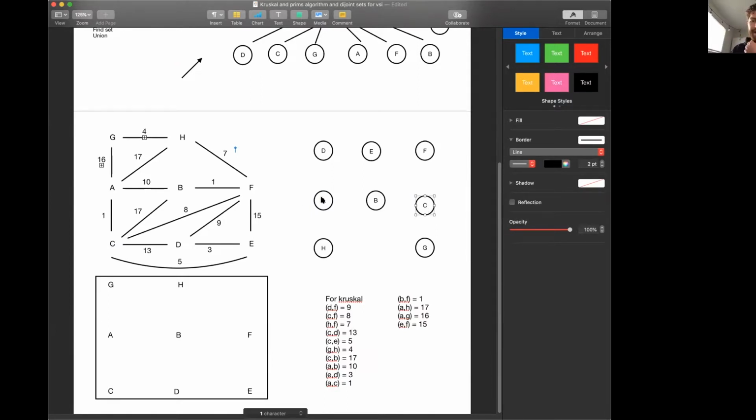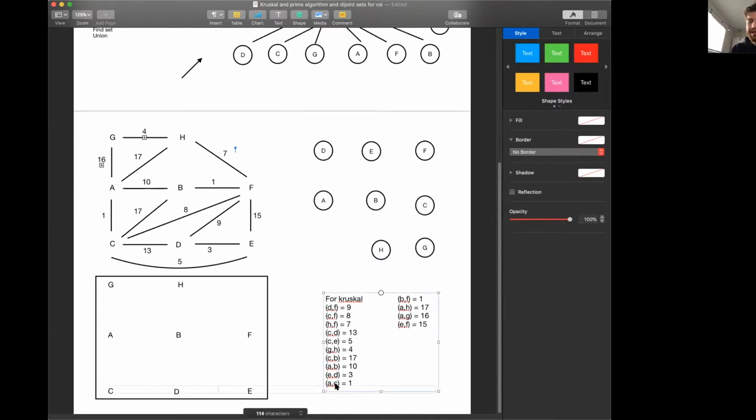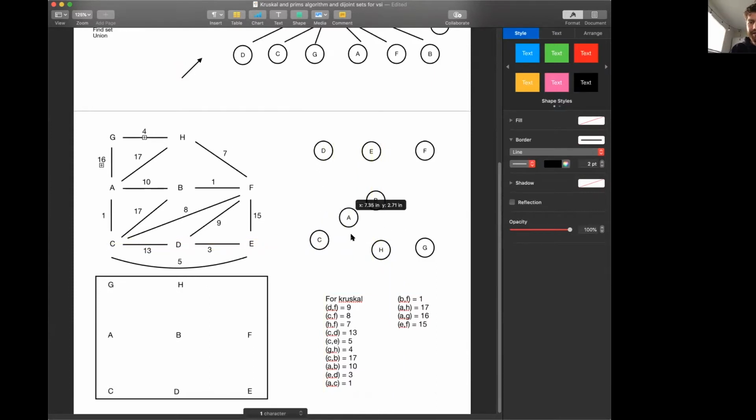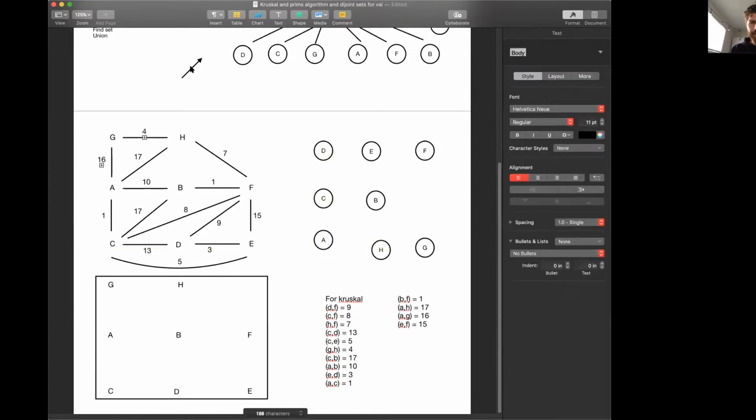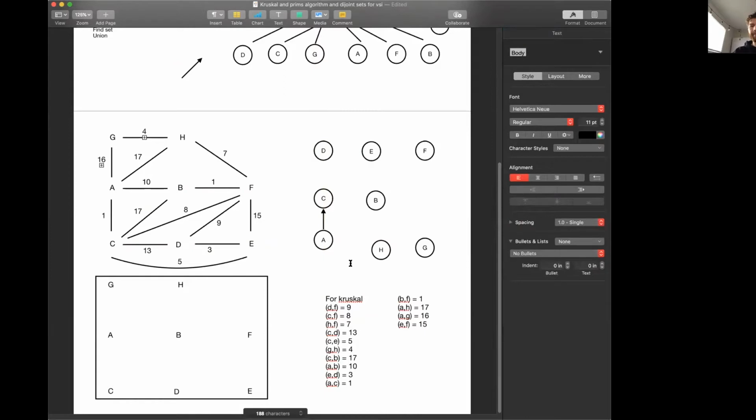So what I notice is A and C, they're in two different sets. I'm going to call union on them. The way union works, from what we saw before on this example, is that I'm going to make the second one the parent because both of them are the same size. So C becomes the parent and A will point to C.